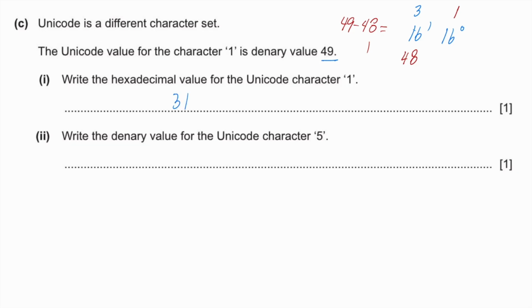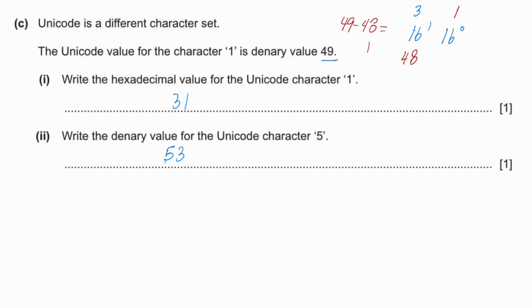Now next it says write the Denary value for the Unicode character 5. The values for these characters are going to be stored in order, right? So if the Unicode value for the character 1 is the Denary value 49, that means 5 is just going to be 4 places away in the set of Unicode values. So if we're using 49 to represent 1, we can use 53 to represent 5.